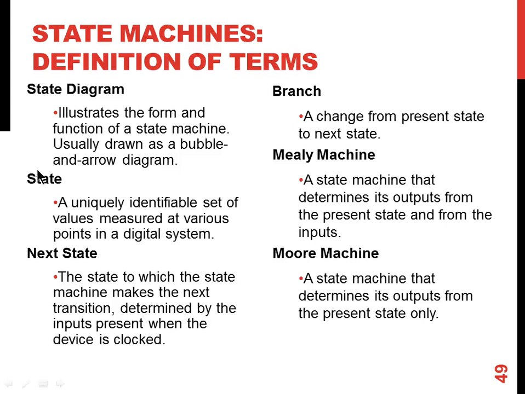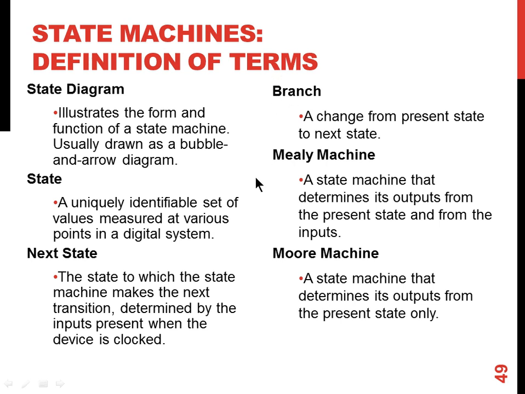So these are some basic definitions of state. State diagram illustrates the form and function of a state machine, normally shown as a bubble and arrow diagram. Bubbles are the circles, arrows are the arrows shown. State is a uniquely identifiable set of values measured at various points in the digital system. Next state is the state to which the state machine transitions to, determined by the inputs present when the device is clocked. Branching is a change from present state to next state. When you transition from present state to next state, it's called branching.